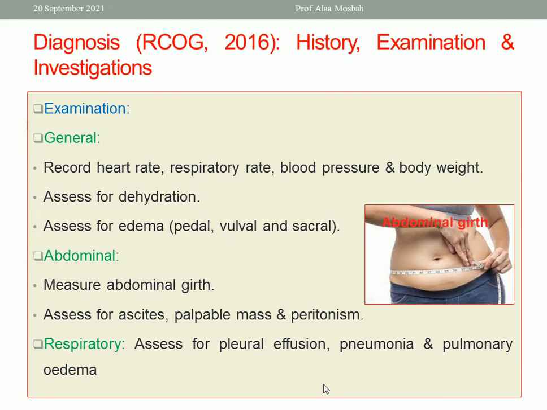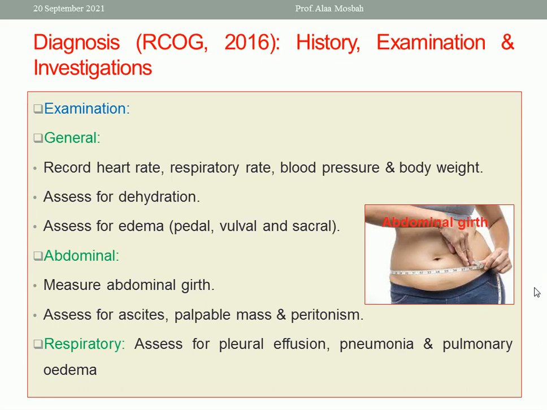What about abdominal examination? What is very important, as you see in the picture, is measuring the abdominal girth. When you measure the abdominal girth, do it at the level of the umbilicus, at the center. Then assess for ascites and any palpable mass, because bilateral enlarged ovaries can be felt abdominally, and any signs of peritonism.